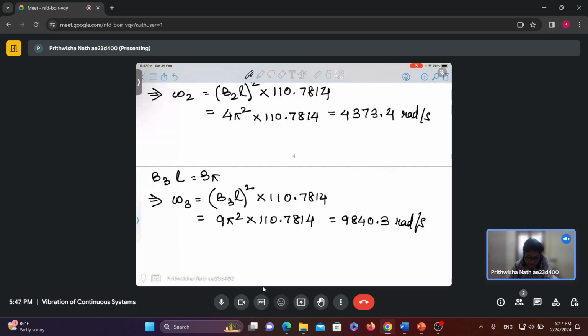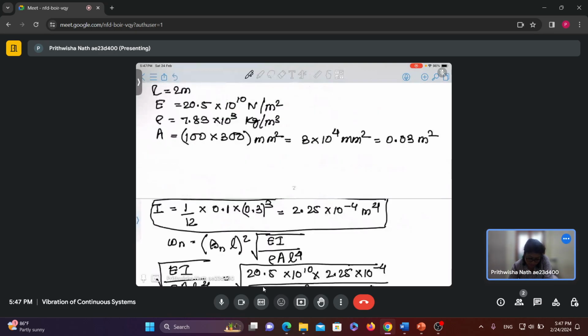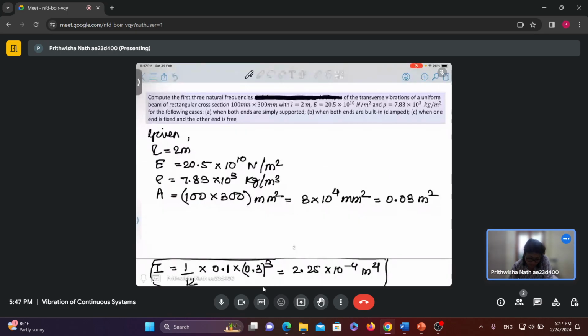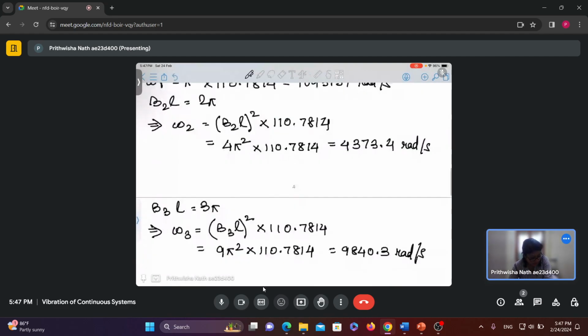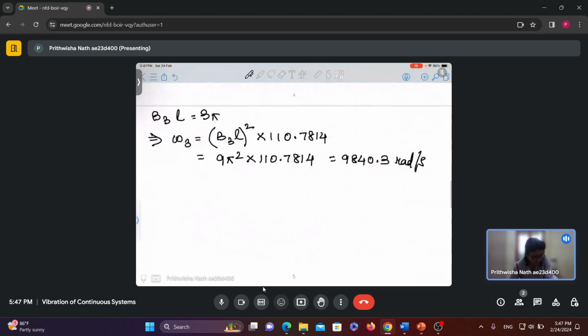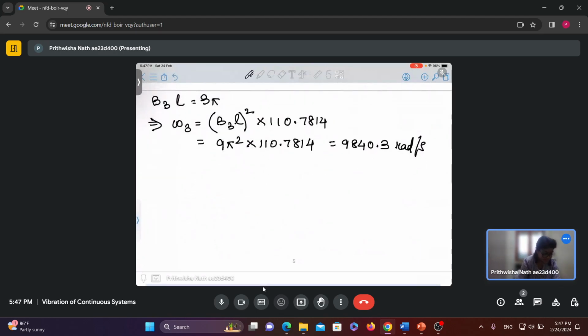Again, we need to find the natural frequency for the beam in which both ends are built in. So the second case, that is the fixed beam.